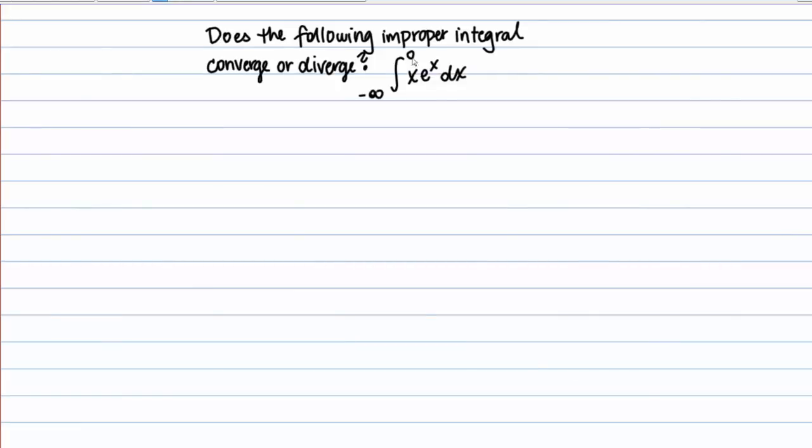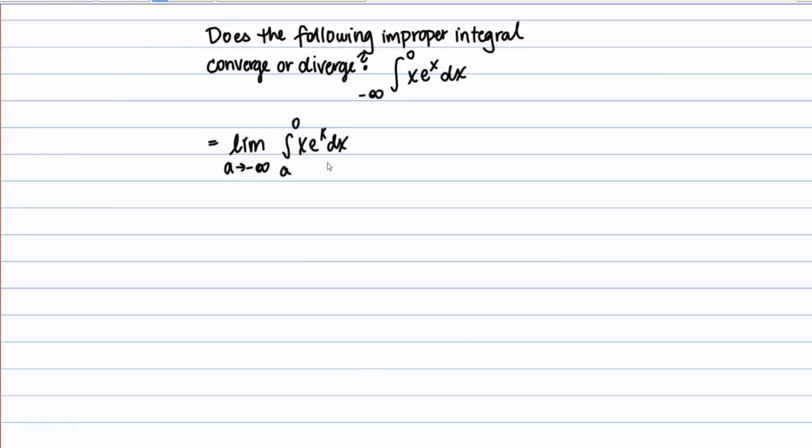So the way we approach these improper integrals when we have what we call an infinite interval is we rewrite this as a limit. So I'm going to write this as the limit. I can pick any letter I want, I'll use the limit as a goes to negative infinity of the integral from a to 0 of x e to the x dx. And then my next step is going to be to actually solve this definite integral. And then once I get something in terms of a, I'll take this limit as a goes to negative infinity.